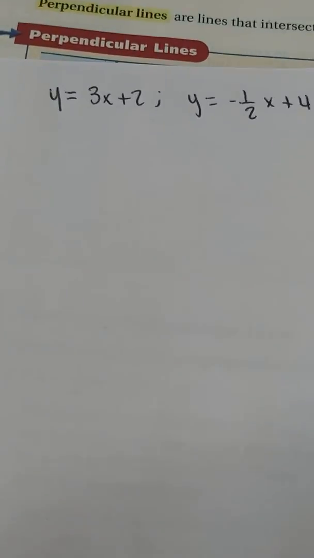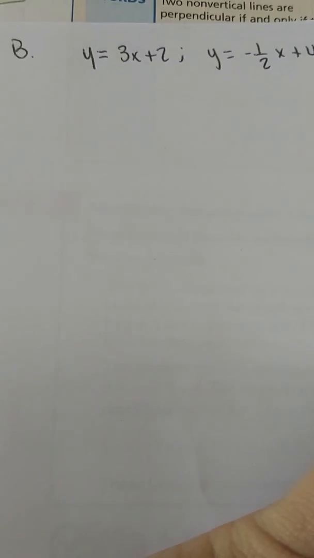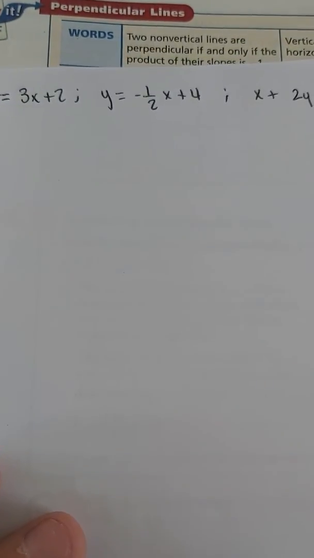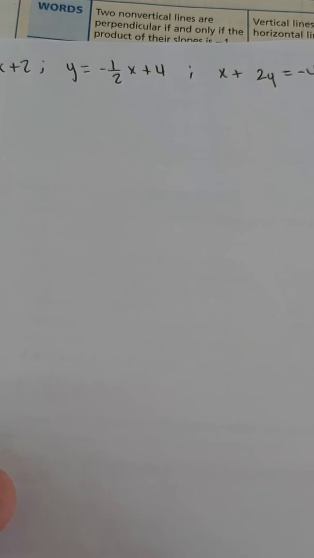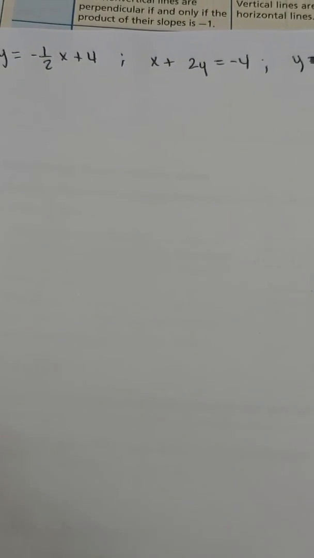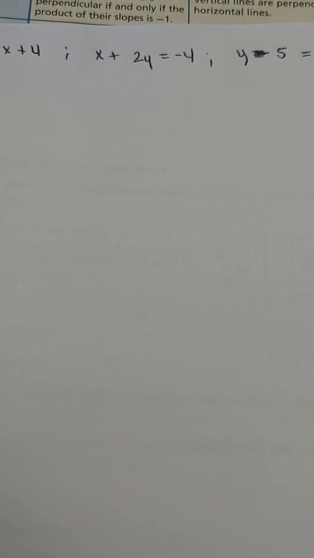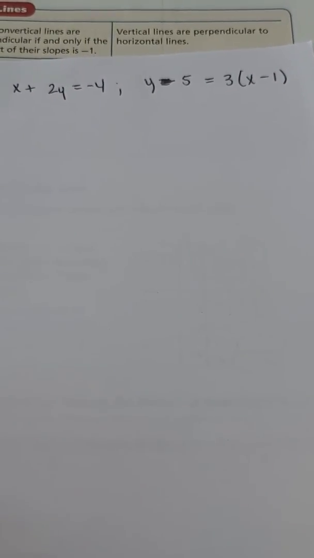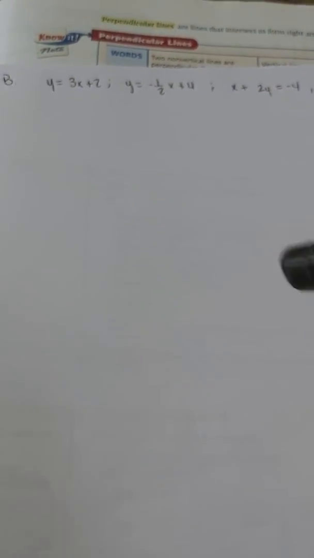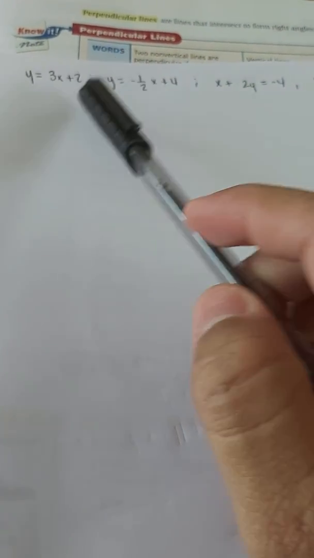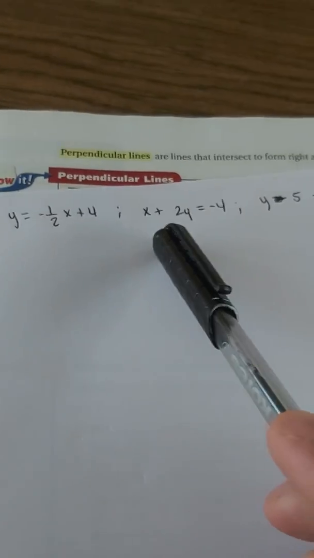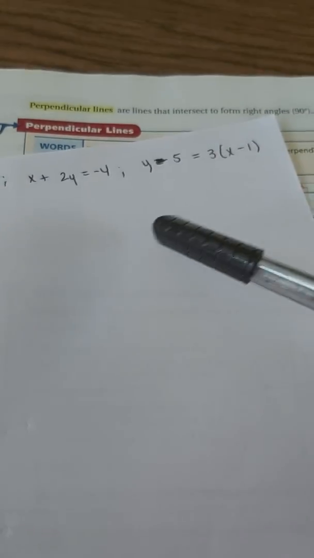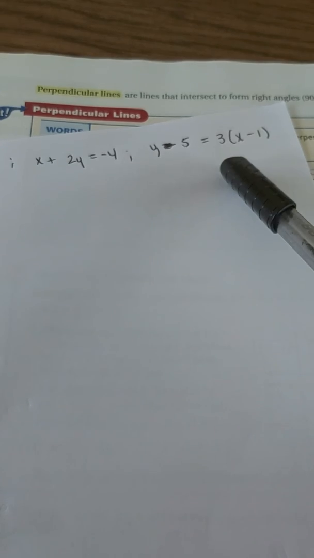Now, part B, we have y equals 3x plus 2, y equals -1/2 x plus 4, x plus 2y equals -4, y minus 5 equals 3 times x minus 1. So notice that here the first two equations are written in slope-intercept form. The third linear equation is written in standard form, and the last one is written in point-slope form.